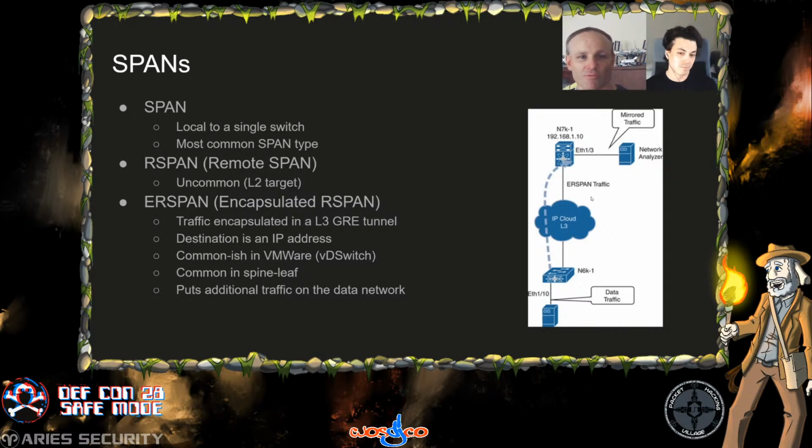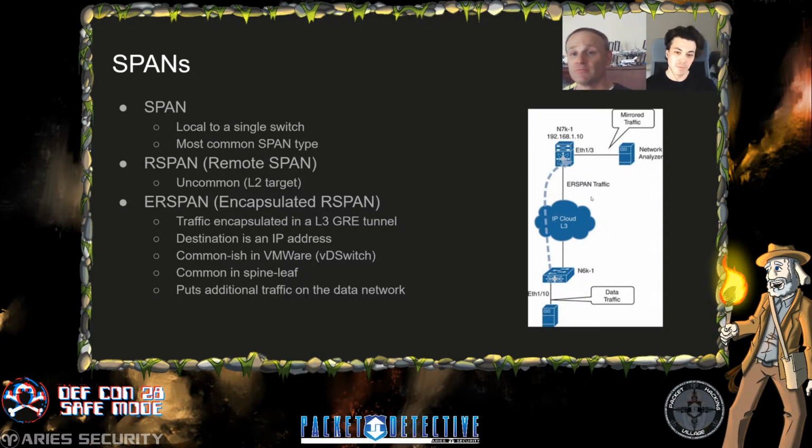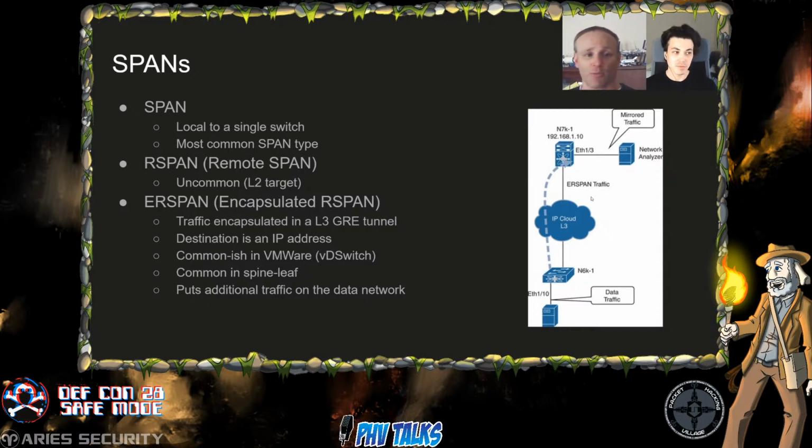So, let's talk a little bit about the types of spans. You may hear these different terms: span, R-span, ER-span. What do they all mean? A span, or a port mirror, is your most common span type, and that is going to be local to a single switch. Simple example, I want to span all the traffic going in and out of port 1, and I'm going to send it all to port 2, and I'm going to put my packet analysis, packet capture solution on port 2.